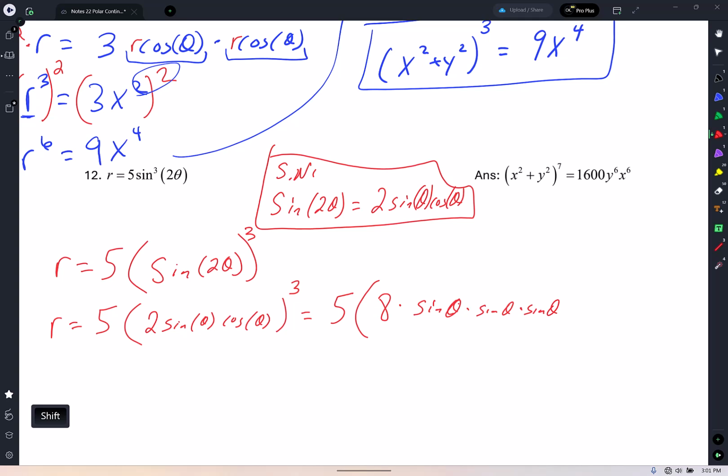Okay, and then I have cosine, so I'm going to write cosine theta 3 times: cosine theta, cosine theta, cosine theta. Notice that it's a product.